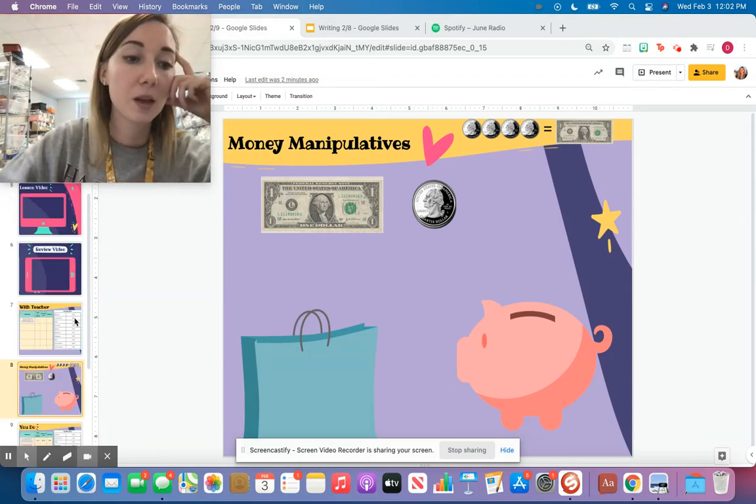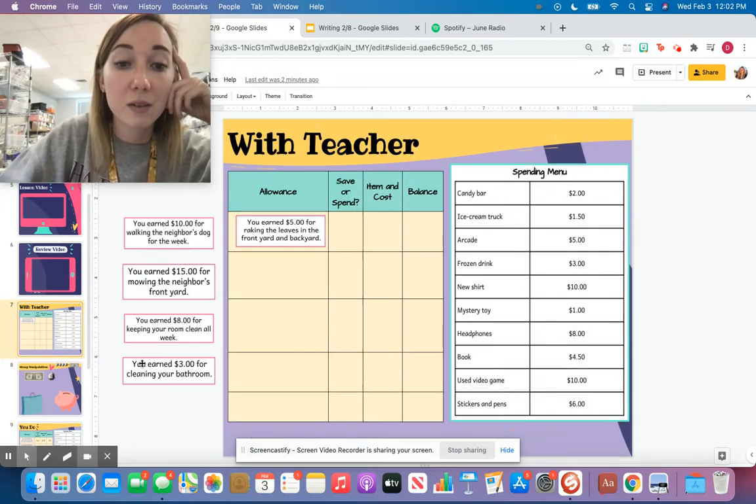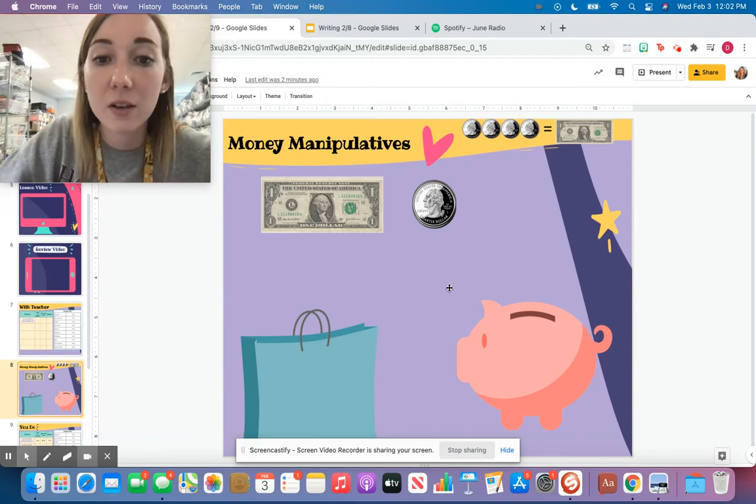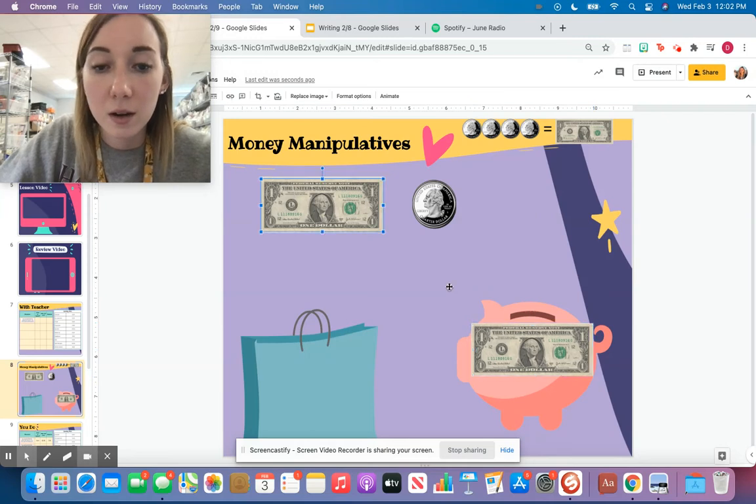All right, so here we go. Our first thing that happened, remember, was that we earned $5 for raking the leaves in the front and backyard. So I'm going to take those $5 from here, from Mom and Dad, who just gave me $5. 1, 2, 3. It doesn't have to be perfect.